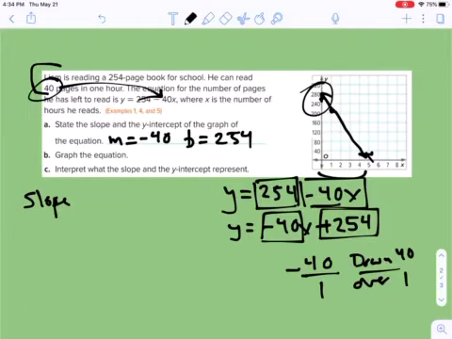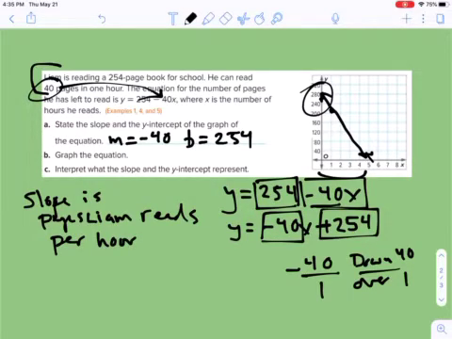So the slope is pages Liam, is it with an E? I think so. Liam reads, and then we'll say per hour. And remember, per always means over 1. That's what per means.